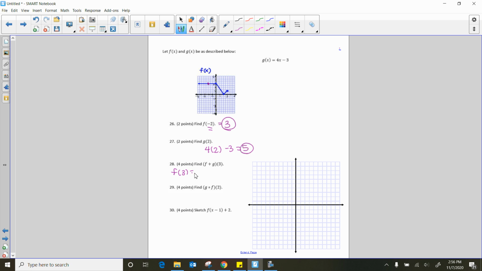F plus g of 3 says I need to find f of 3 and g of 3 first, and then I can add those two numbers together. F of 3 is right here. It looks like it is equal to 1, if it will let me draw. And g of 3 is 4 times 3, which is 12, minus 3, which is 9. So if I add 1 plus 9 together, I get 10.